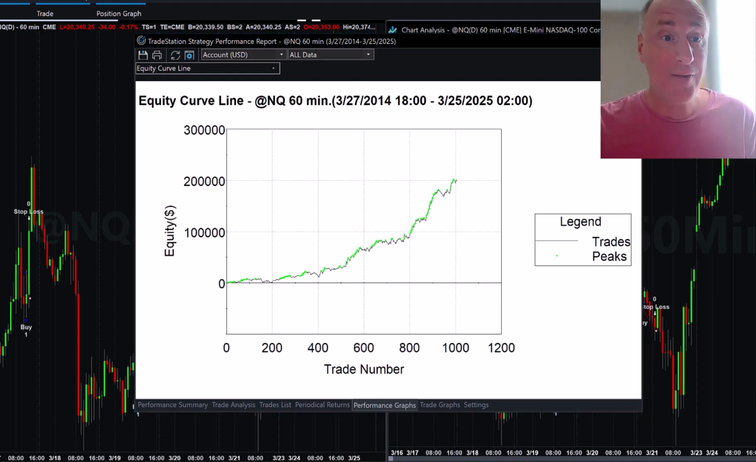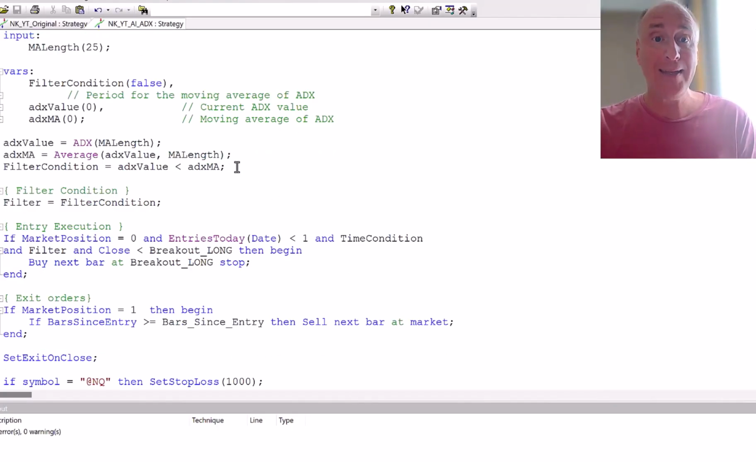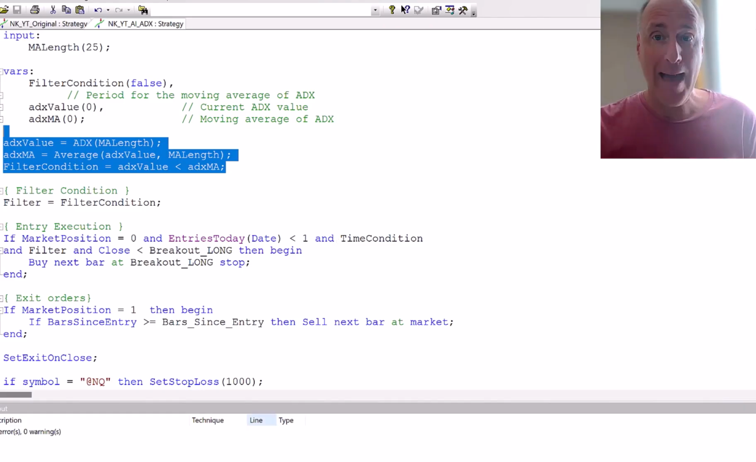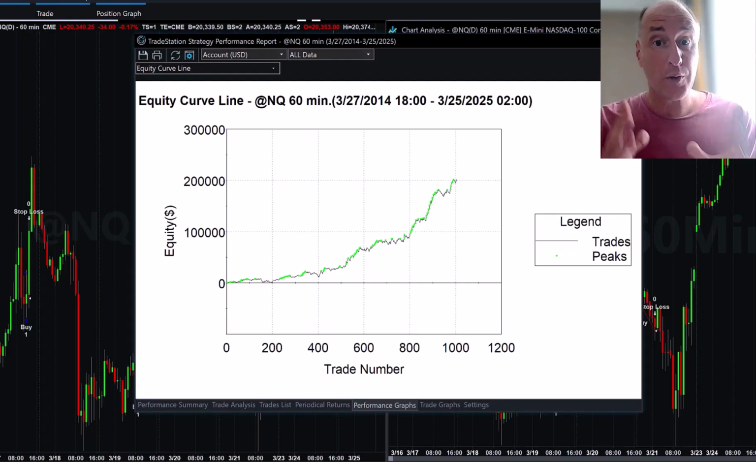So here we are, a super simple idea proposed by AI. Now, did it work right away? No, it didn't. As you can see, you need some trading experience and know what to do to get these ideas through the finish line. But just in a few minutes, we made something awesome here.